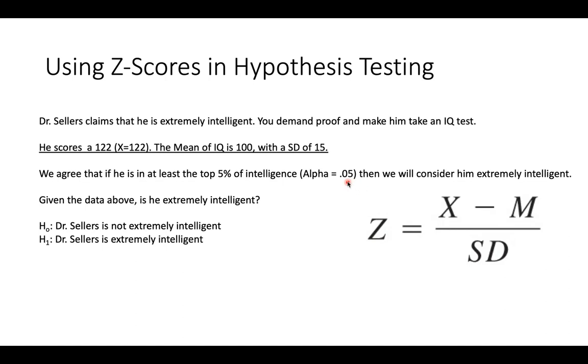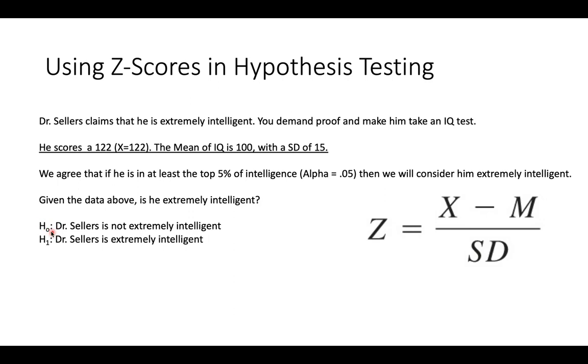So if I'm more intelligent than 95% of people, right? If I'm in the top 5% of intelligence, then we will consider me to be extremely intelligent. We can express this research question with hypotheses.